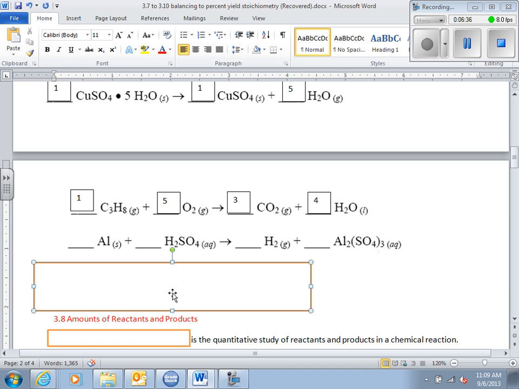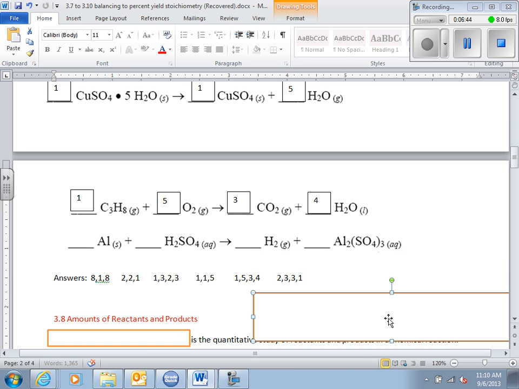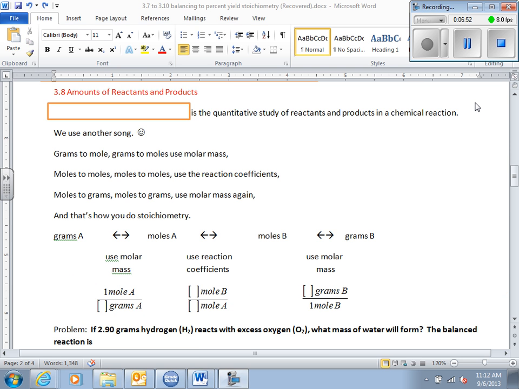And the last one, the answers are underneath here. I'm not going to go over it with you, but here are your answers. Whoops. There you go. These are the answers for the last one. Okay, you'll have more time to practice balancing in class.